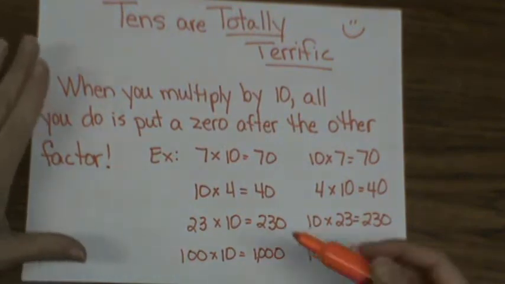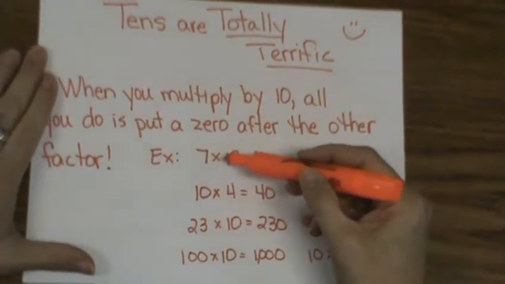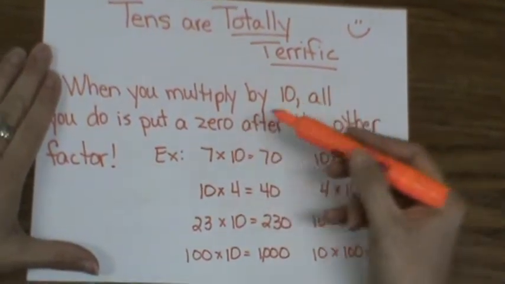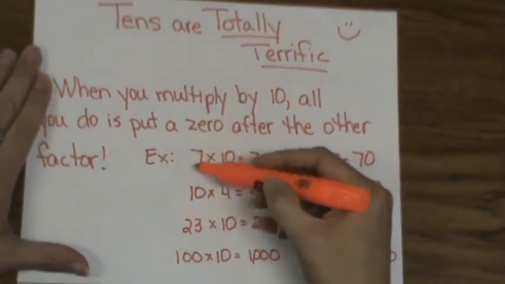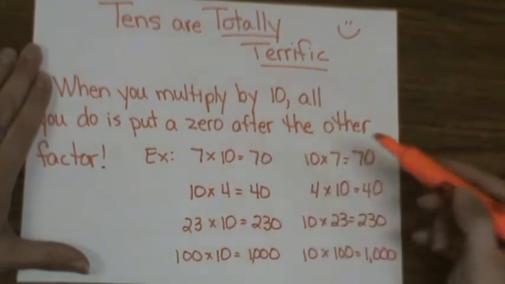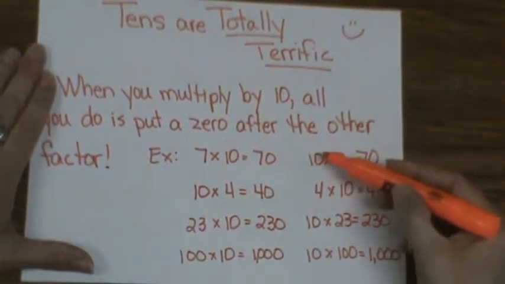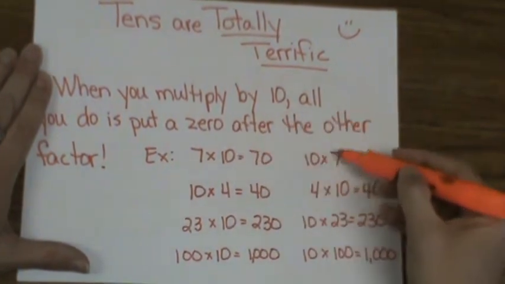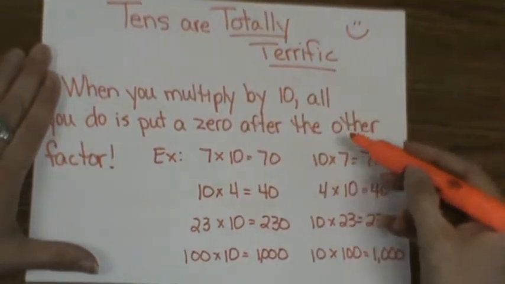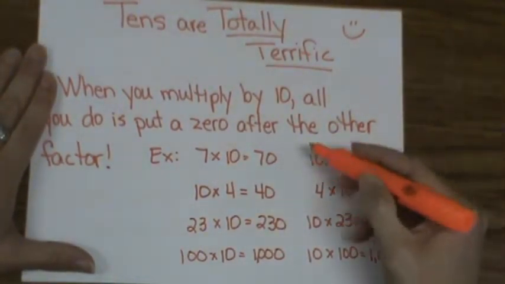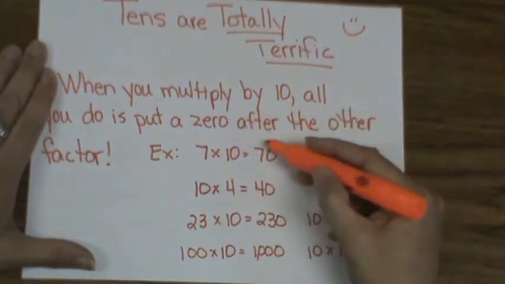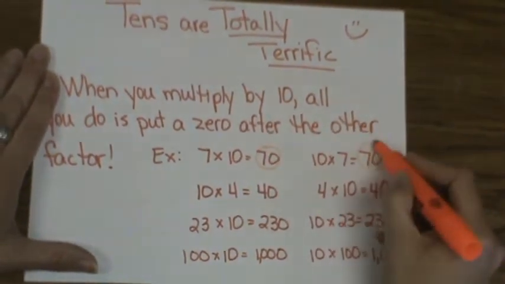So in your multiplication equation, let's say I have 7 times 10. 10 is one of my factors, 7 is the other, so I'm multiplying by 10. All I'm going to do is put a 0 after that 7, so I get 70. I can show my commutative property. 7 times 10 is 70, but then I also have 10 times 7 is 70. So I've reversed the order of my factors, but I still have this same product.